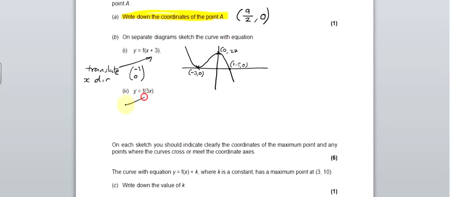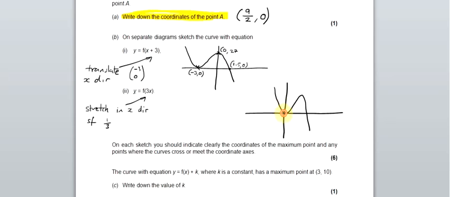Now, a bit trickier, y equals f of 3x. So this is a stretch, and it's inside the brackets, so it's in the x direction, and it's a scale factor of 1/3, so it's actually a squish. So we're going to draw that over here.